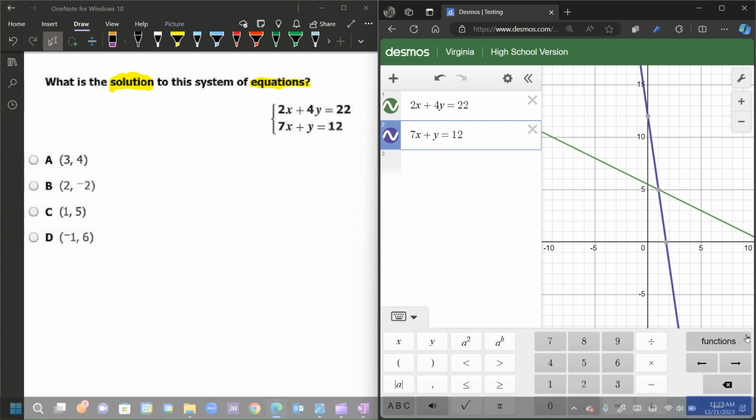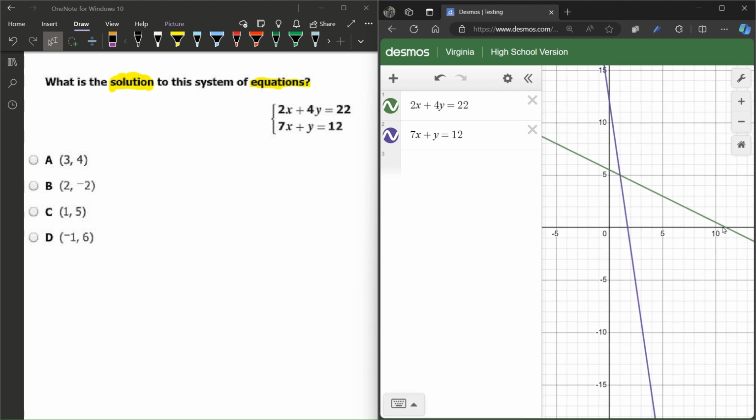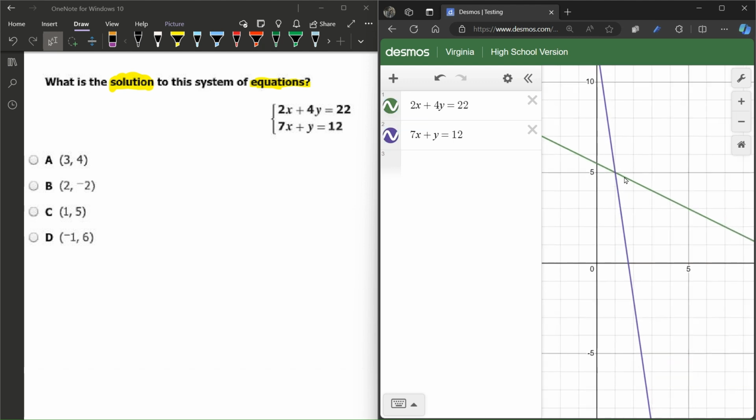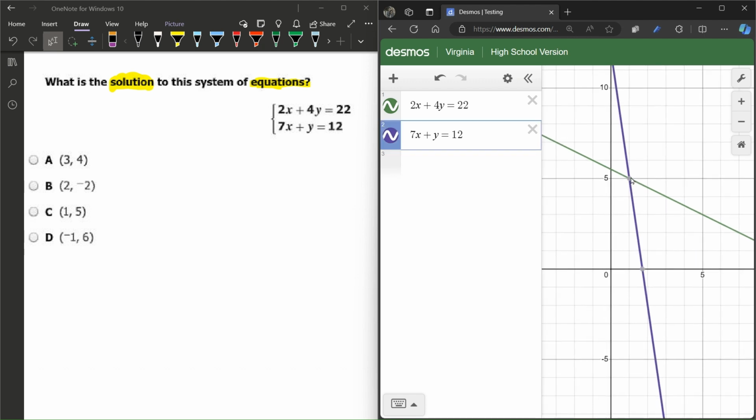Now I have seen that some make the mistake of using that as my solution or this as my solution. But your real solution is where the two lines cross. And that is positive 1 and 5. So my answer is C.